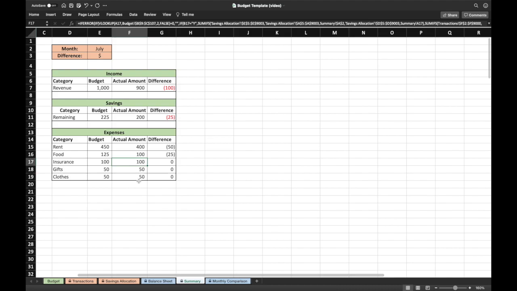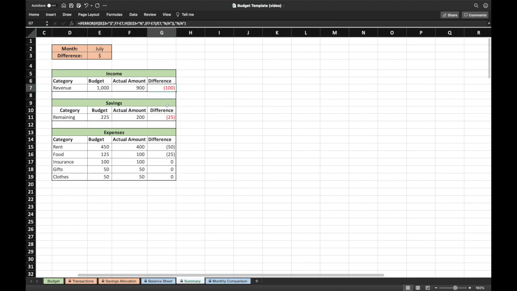Okay, now that I've explained all that, let me quickly go over a few other things. The far right column is the difference column. It's going to be your actual amount minus your budget, as you can see. If it shows a negative amount for expenses, that's good, because it means you spent less than you budgeted. If it shows a positive amount, that means you spent more than you budgeted, which is not good.